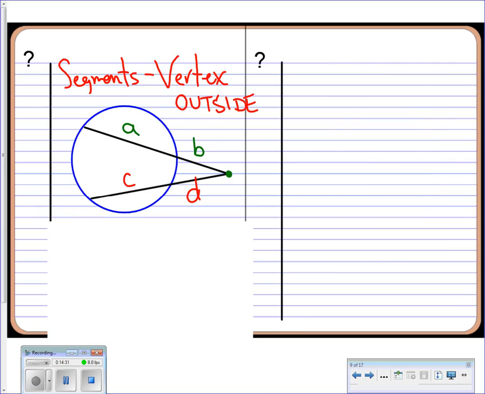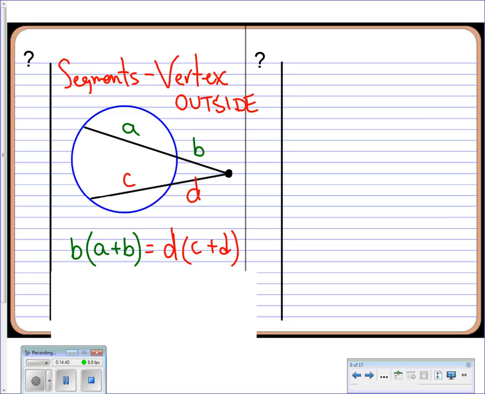These are segments. Again, we're dealing with segments, and the vertex is outside the circle. Since it's outside the circle, it's a completely different equation. Now, I don't want you to focus on the letters and try to memorize the letters. It's more the idea of what's going on.